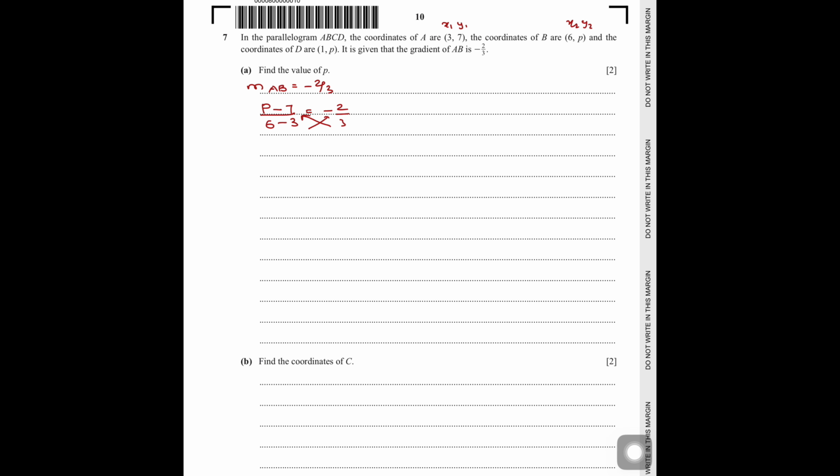Okay. P minus 7 over 6 minus 3 is negative 2 over 3. Let's cross multiply: 3 times P minus 7 equals negative 2 times 3. Instead of expanding, I'm sending 3 to the other side. So P minus 7 equals negative 2 times 3 divided by 3. So P minus 7 is negative 2. Send 7 to the other side. So that makes P equal to negative 2 plus 7, which is 5.